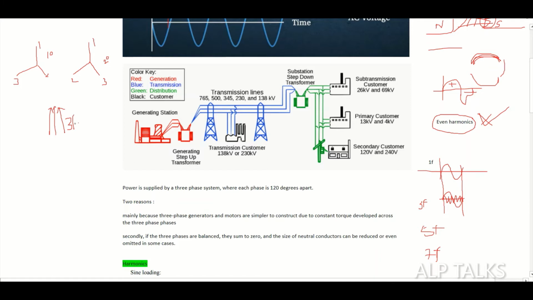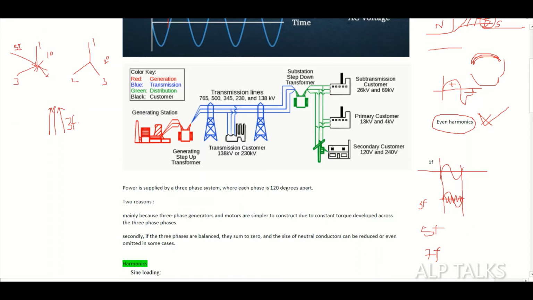All three components, multiples of three components, will be in phase with each other, so they won't cancel at any place. For example, here at neutral they are going to add everything. So what happens? Say, for example, all are carrying 1, 1, 1, then three times the current will flow in neutral, right? Yeah, that's what the system says.